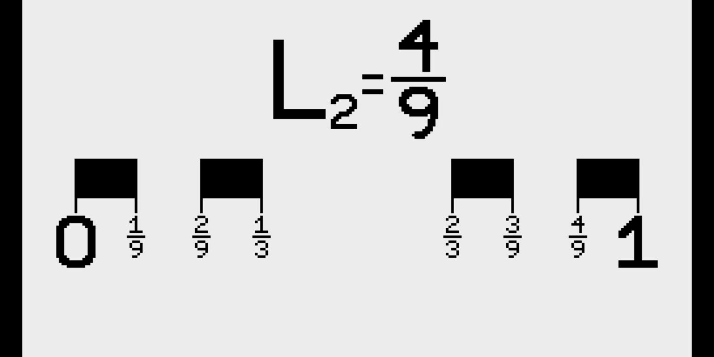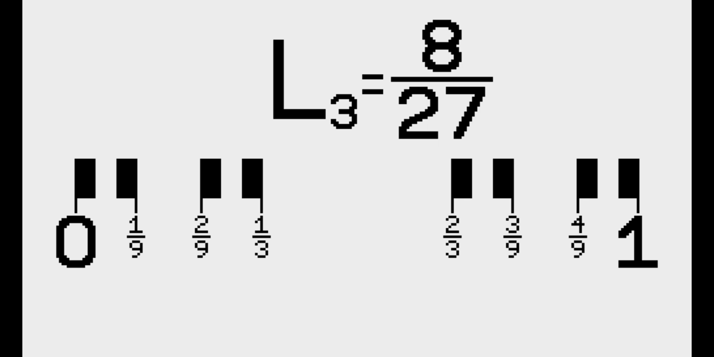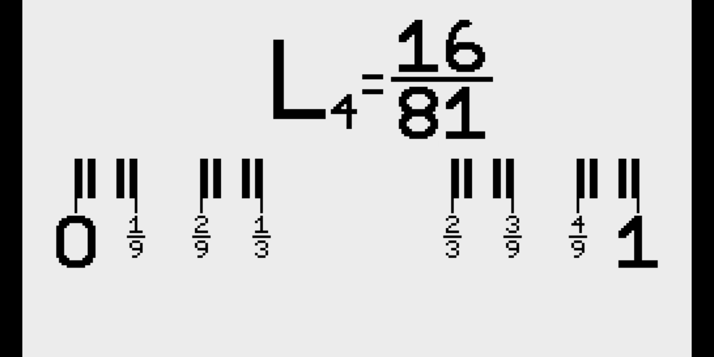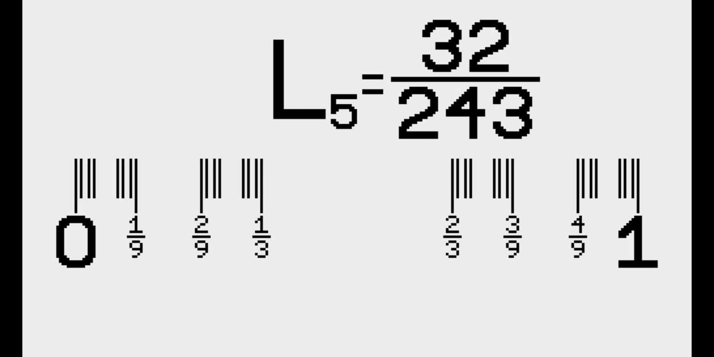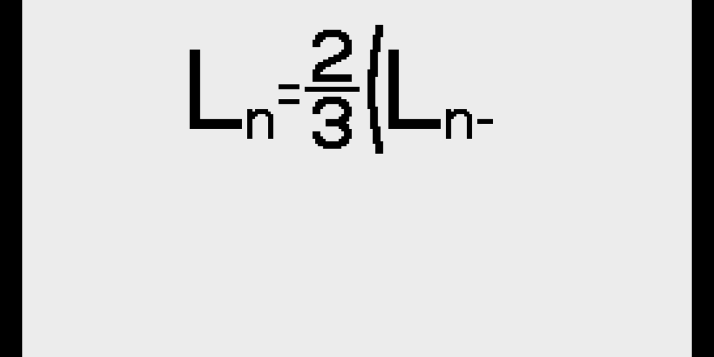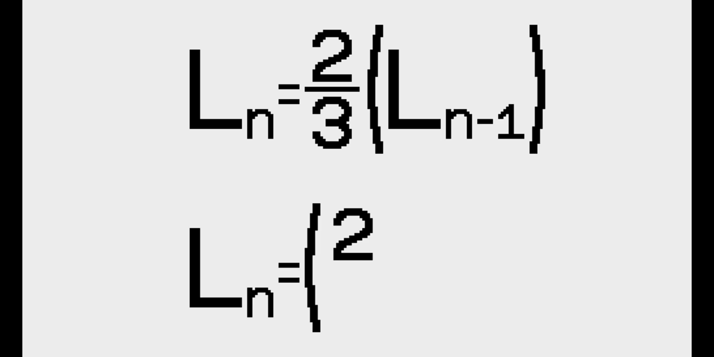If you notice, we always remove a third of the remaining length. Or in other words, the total length becomes 2/3 of the length of the previous iteration. Recursively, Ln equals 2/3 Ln minus 1. Explicitly, Ln equals 2/3 to the power of n. If we take the limit as n approaches infinity, then L would approach 0.